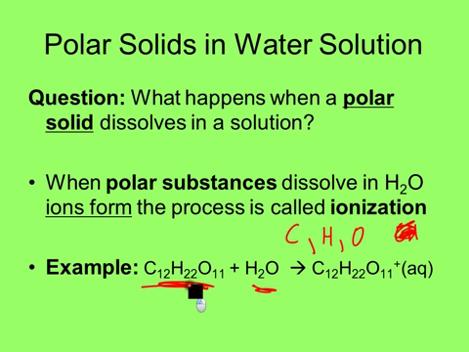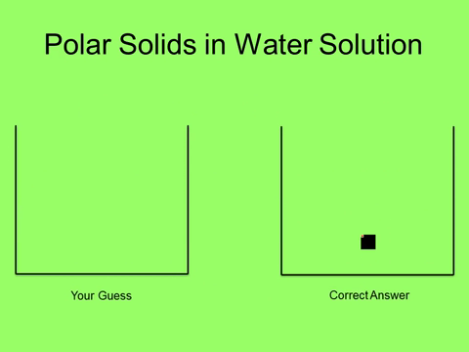C12H22O11 is one of your options to draw on the diagram. H2O is another one. You can also write carbons, hydrogens, and oxygens independently if you would like. So your guess goes to the left. I'm going to give you 30 seconds to draw your diagram on the left.